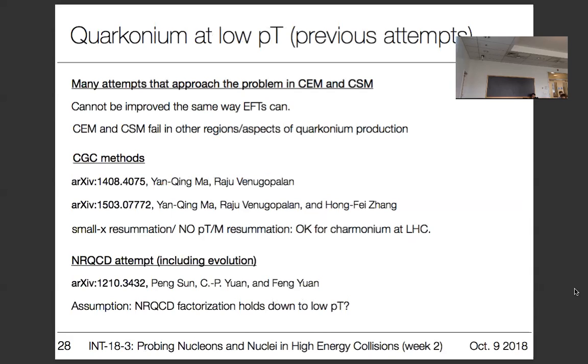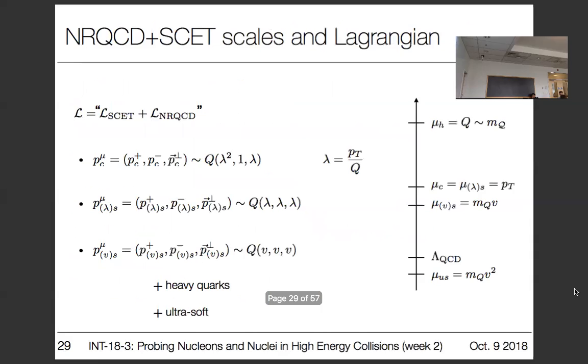The only problem is that they assume that the factorization of NRQCD holds down to small PT. And that's what I'm going to argue here: NRQCD factorization does not indeed hold at smaller values of PT.